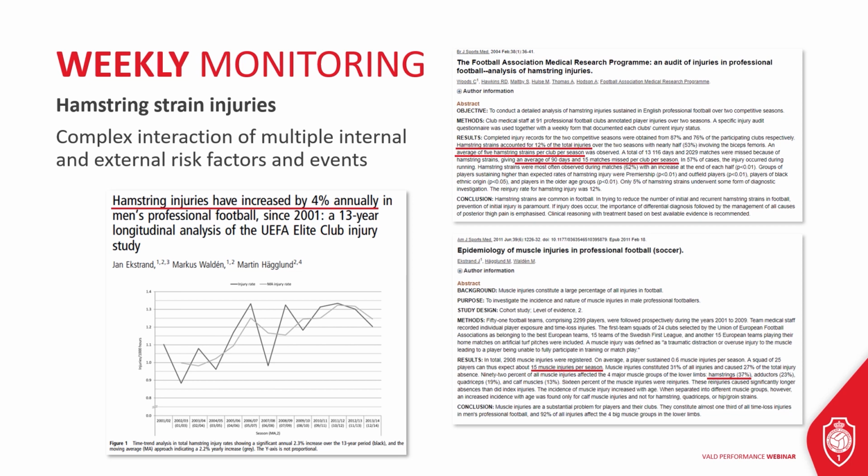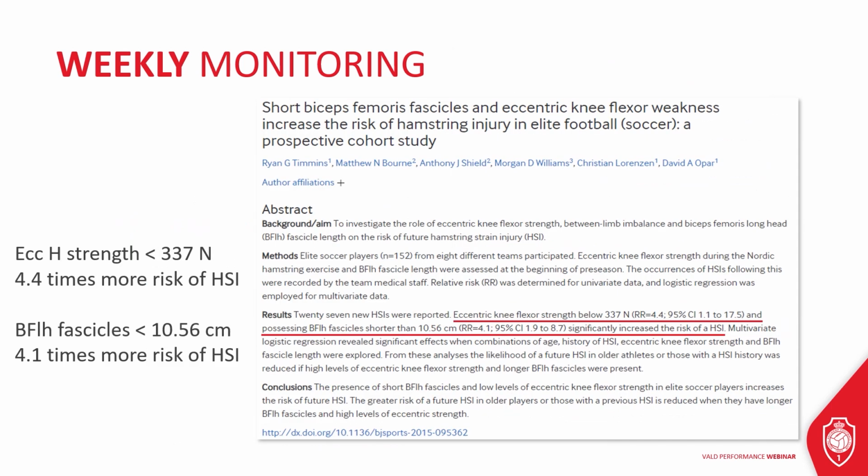I want to pick one thing out of this about the hamstring strain injuries. We all know hamstring injuries are a major problem in professional football. A lot of hamstring injuries happen during a season. And we try to avoid them as much as possible, but it's of course a very complex problem. It's an interaction between multiple internal and external risk factors and events. It's very difficult to control, but the things we can control, we can test with the tests.